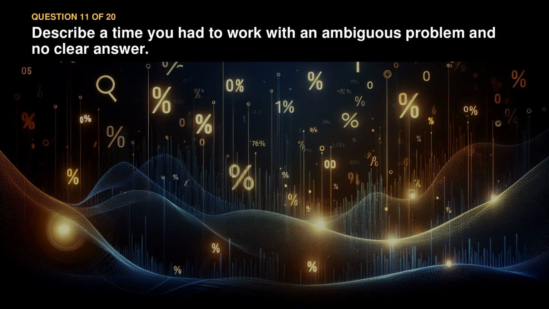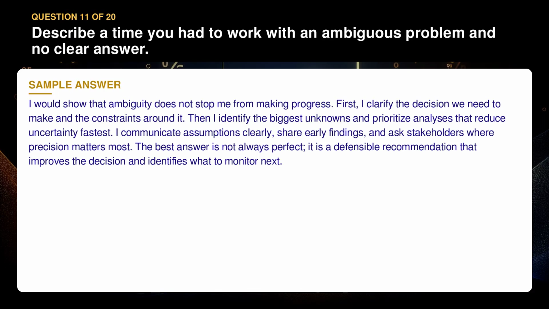Question 11. Describe a time you had to work with an ambiguous problem and no core answer. I would show that ambiguity does not stop me from making progress. First, I clarify the decision we need to make and the constraints around it. Then I identify the biggest unknowns and prioritize analyses that reduce uncertainty fastest.